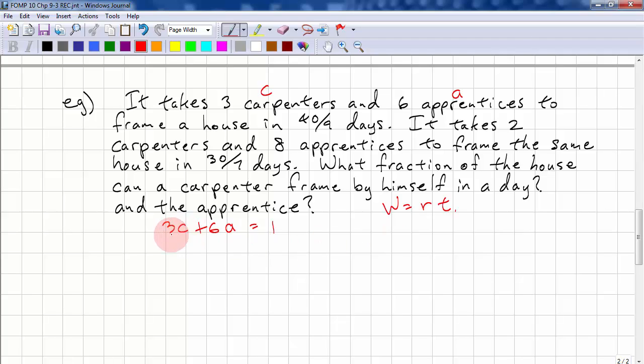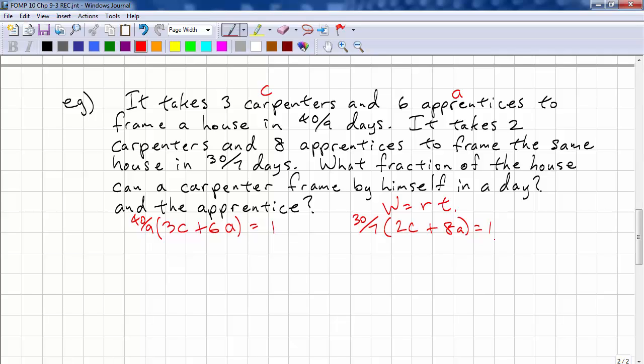We have rate. So 3 times a rate is still a rate. 6 times a rate is still a rate. So we still need to multiply this by time. And this is 40 over 9. What's our second equation? Well, it's going to be 30 over 7 times 2 carpenters and 8 apprentices. And they're still building one house.